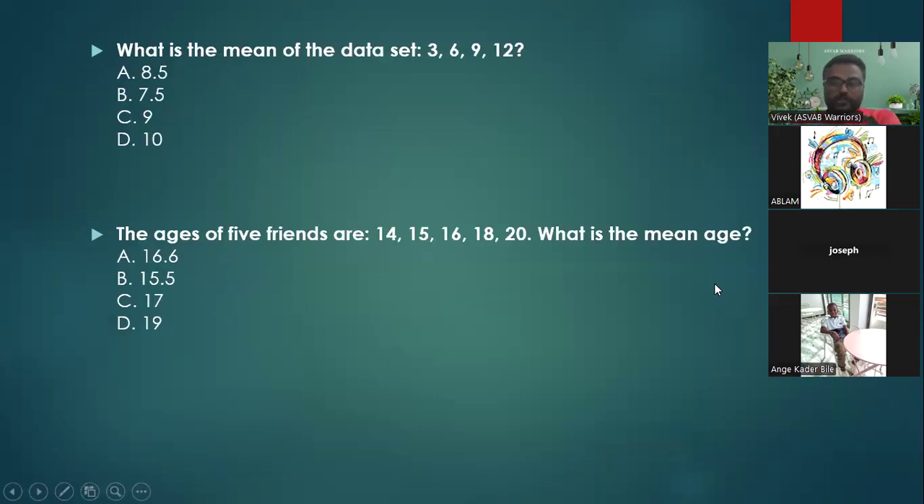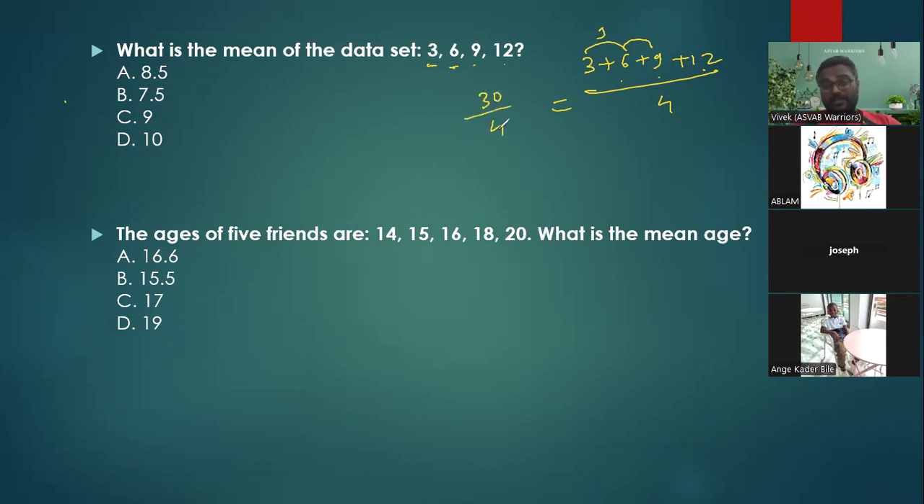Let me solve a few more questions for you guys and then I'm going to give you some questions to solve. What is the mean of the data set 3, 6, 9, 12? Let me just add everything up. So 3 plus 6 plus 9 plus 12 divided by 4. 3 plus 6 is 9. 9 plus 9 would be 18. 18 plus 12 would be nothing but 30. So 30 divided by 4. Now if I divide 30 by 4, what would I get? I'll get 7.5 as my answer.